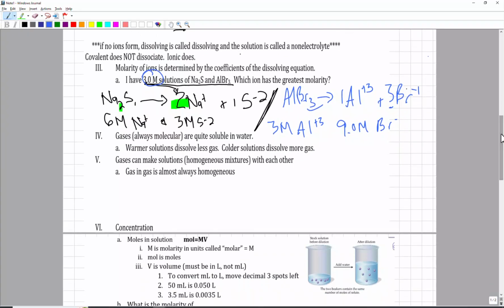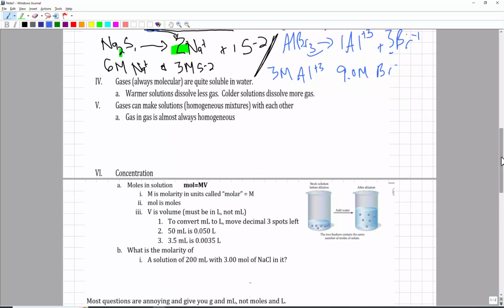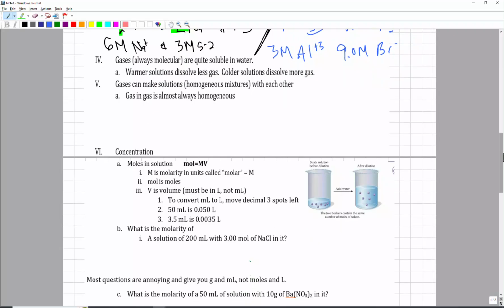Gases are always going to be molecular for us, and they are always quite soluble in water. Warmer solutions dissolve less gas. Colder solutions dissolve more gas. So when people talk about the temperature affecting how much oxygen is in there, that's a true statement. All right. Gases can make solutions with each other, a gas and a gas. I think I've said it like 6 times.